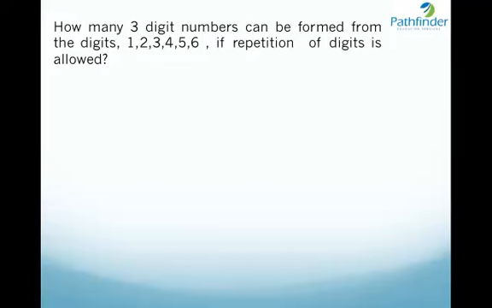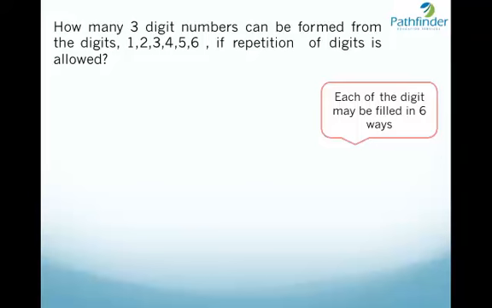How many 3-digit numbers can be formed from the digits 1, 2, 3, 4, 5, 6 if repetition of digits is allowed? Again, we have 3 seats. Each digit may be filled in 6 ways. The first digit has 6 choices, and because repetition is allowed, even the second digit has 6 choices and the third digit also has 6 choices. So 3-digit numbers can be formed from the digits 1, 2, 3, 4, 5, 6 in 6 into 6 into 6, that is 216 ways.